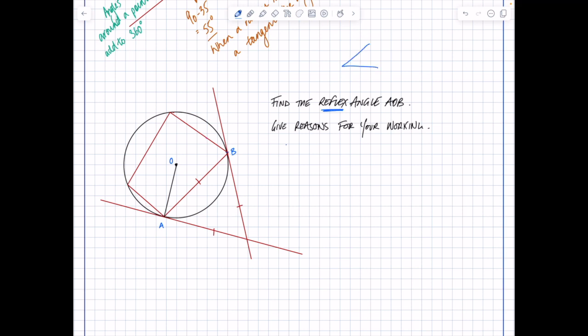Now, if you think about an angle, that would be the acute. If it was this way here like this, that would be obtuse. So the reflex part is going to be the bigger part. So let's just figure out what it is we're trying to find first of all.